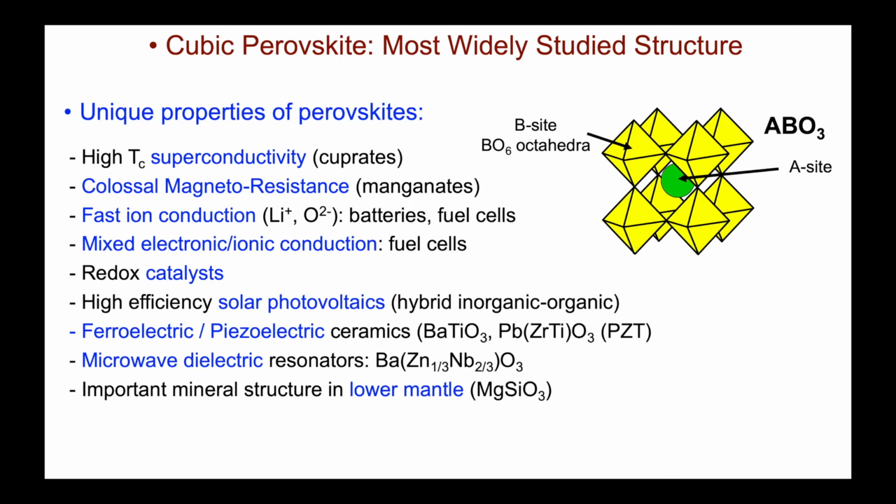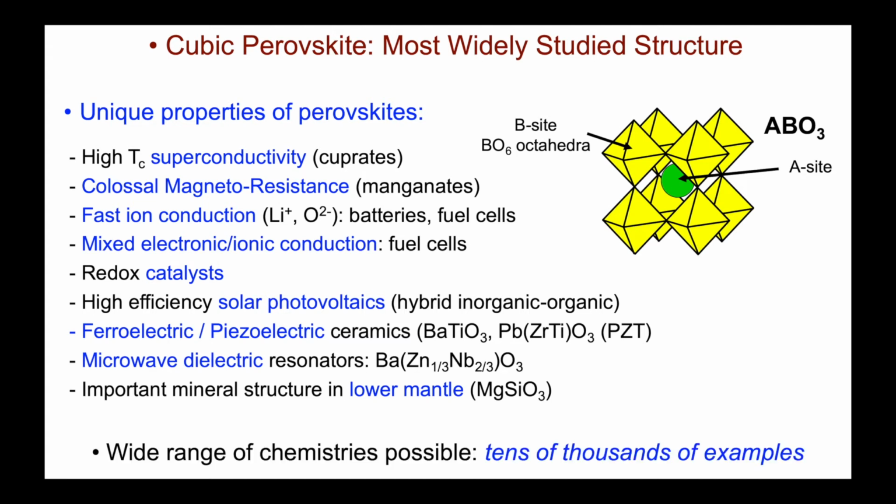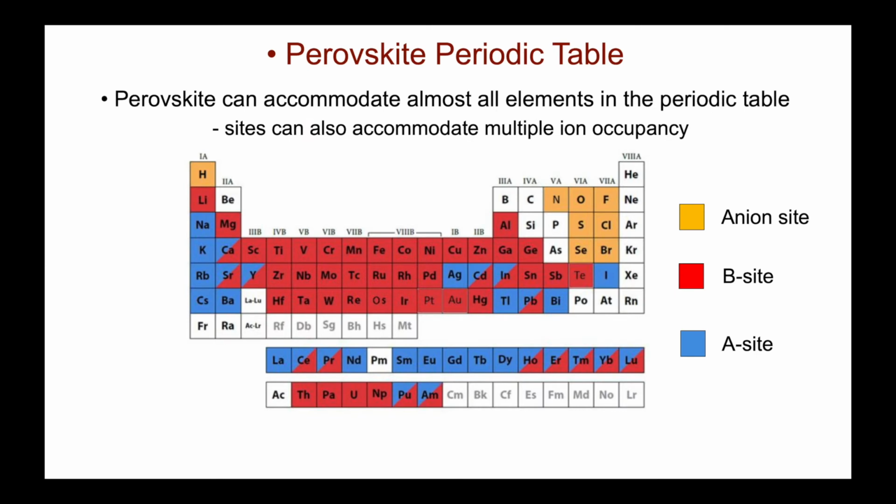Well, also, it's even more important because we're all standing on perovskite, as it's one of the most important mineral structures in the lower mantle of the Earth, in particular magnesium silicate. So there's a wide range of chemistries of perovskites, and there literally are tens of thousands of examples of compounds with this particular structure. Indeed, it's interesting to look at a perovskite periodic table, as the structure can accommodate almost every single element in the periodic table.